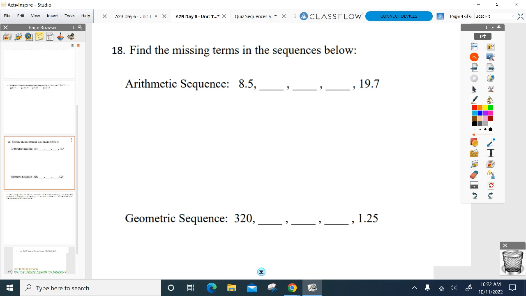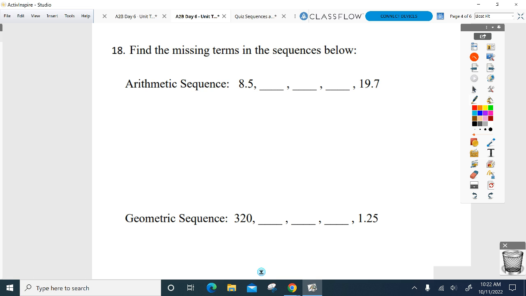Find the missing terms in the sequence. Well, first one, we already know what type of problem this is: arithmetic. Adding a number every time. So what number do I add to 8.5 to get to the second term, the same thing I add to get to the third, to the fourth, and one more time to get 19.7? You know it's arithmetic. You got a formula sheet that's got a formula for arithmetic on it, don't you? If you don't have the formula sheet out, let's get it out. A_n equals a_1 plus n minus 1 times d. I am not asked to add up the terms, so that's why I'm going to this formula.